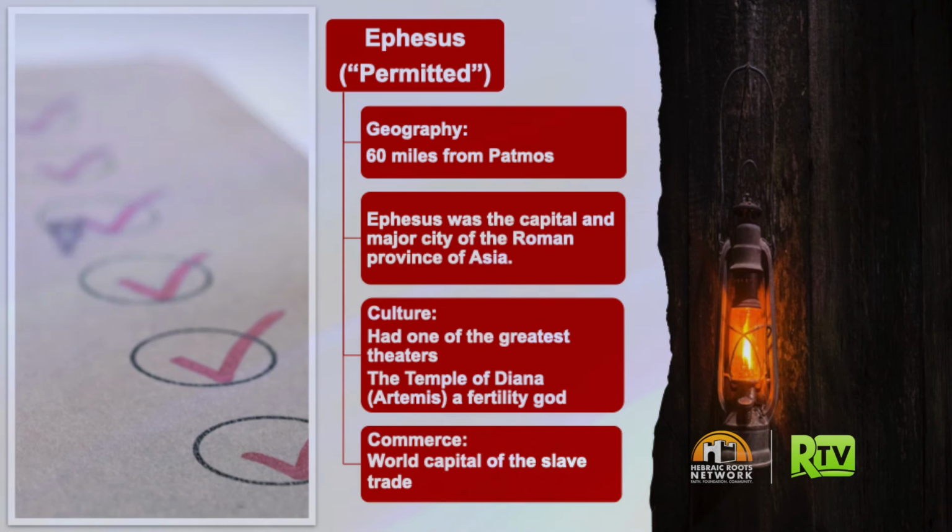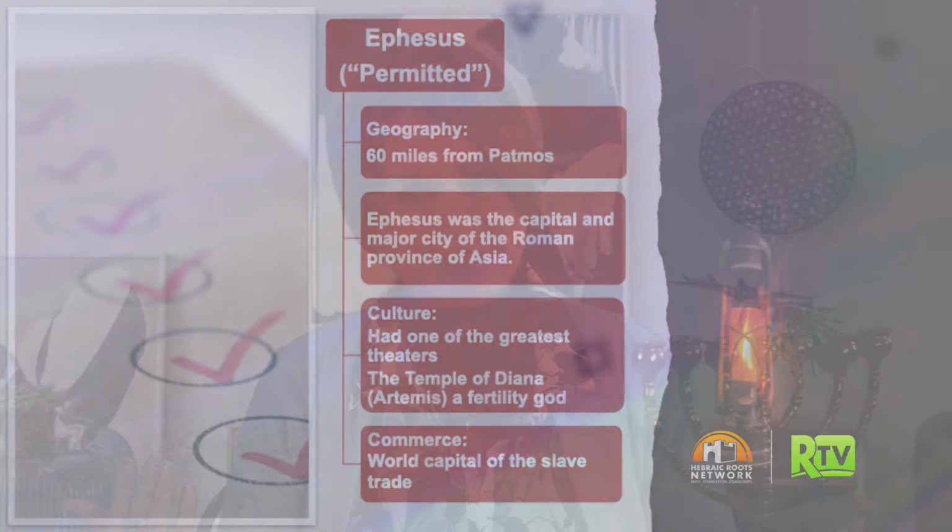And then the geography, it was 60 miles from Patmos, which, if you know, John was exiled on Patmos when he had this revelation. And then Ephesus was the capital and major city of the Roman province of Asia. Culturally, it had one of the greatest theaters and the temple of Diana or Artemis, a fertility god. And then commerce, it was the world capital of the slave trade. So when you think about bondage and slavery, it takes you right back to Egypt. And so it's very interesting.